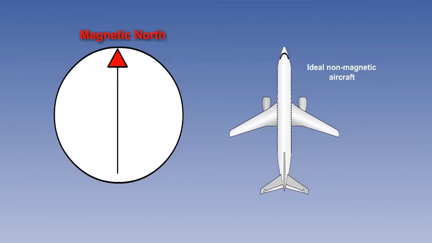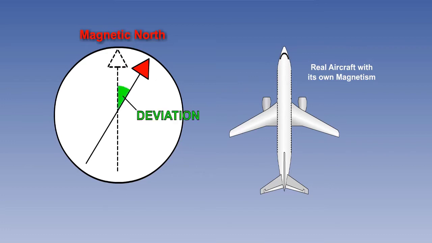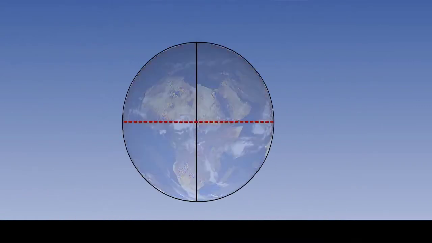In theory, a magnetic compass should align itself with the Earth's magnetic field and point to magnetic north. However, an aircraft's own magnetic field will attract the magnetic compass away from magnetic north. The direction in which the magnetic compass points as a result is known as compass north. The angle between compass north and magnetic north is known as the deviation. Let's look at the effect of deviation.